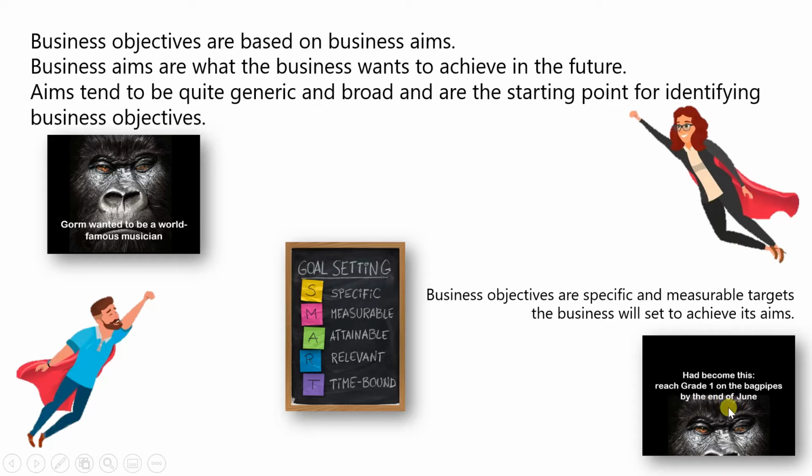Relevant, well, that actually is Gorm because he is passionate about music, so he wants to play the bagpipes, so that's relevant for him. And finally, time bound, he's put a date on the end of it so that he knows he's got a goal, what he's going to achieve specifically and when he's going to achieve it by, so that he knows he's been successful. So as you can see, the aspirational goal, Gorm wanted to be a world famous musician, is fine, but in order to have actions, he needs to go through SMART for goal setting, which then turns his aspirational goal into reaching grade 1 on the bagpipes by the end of June next year.